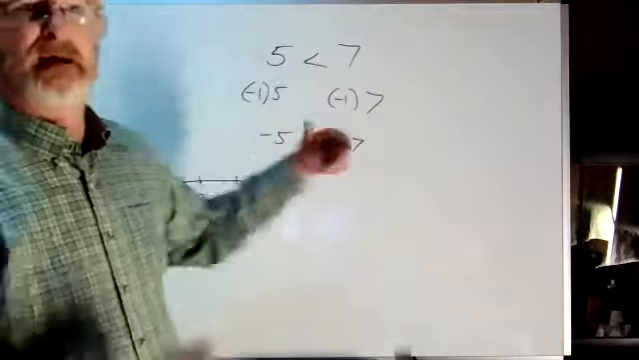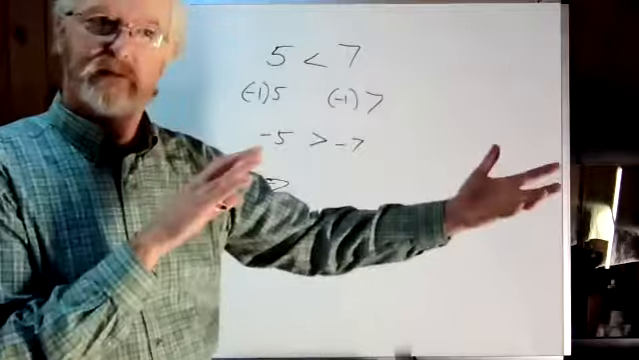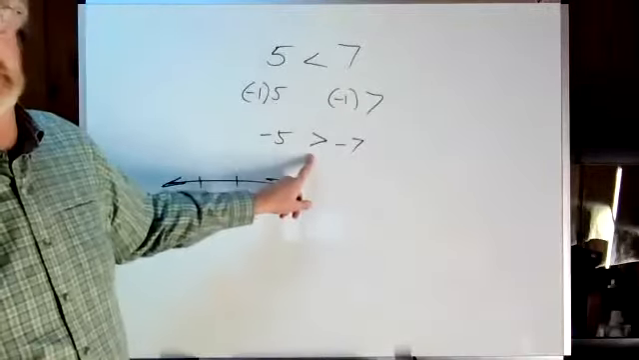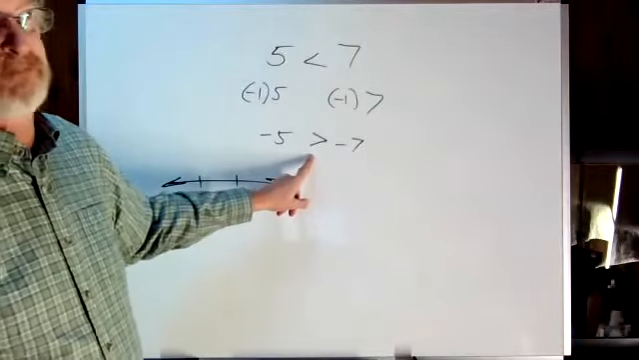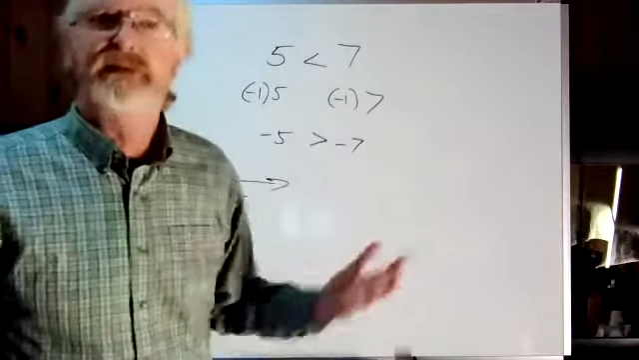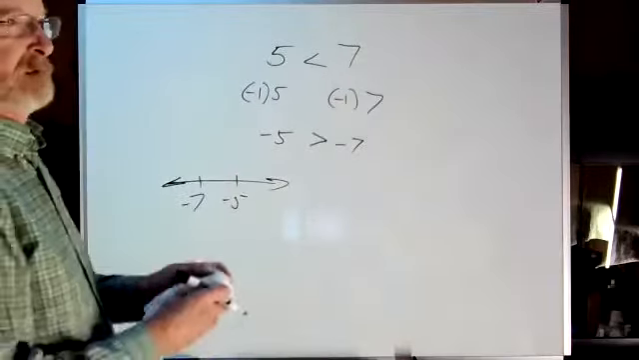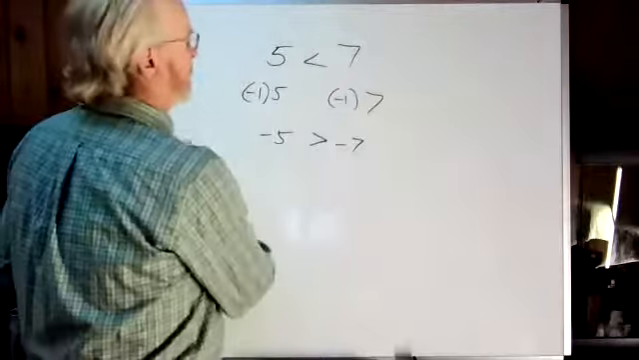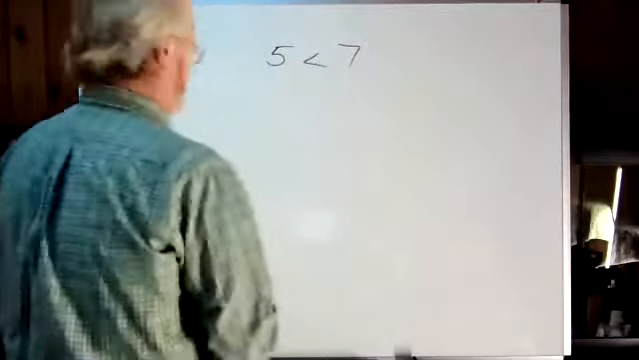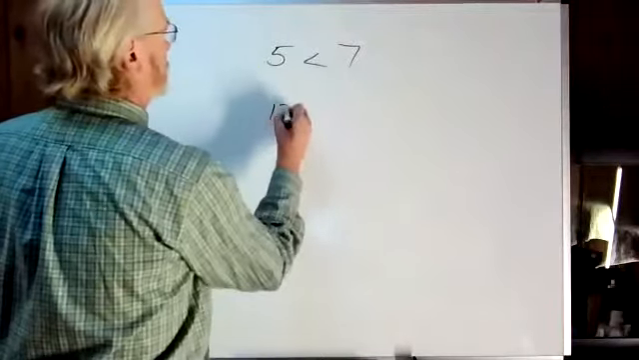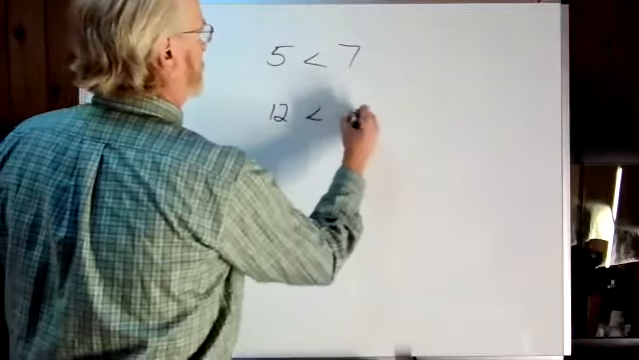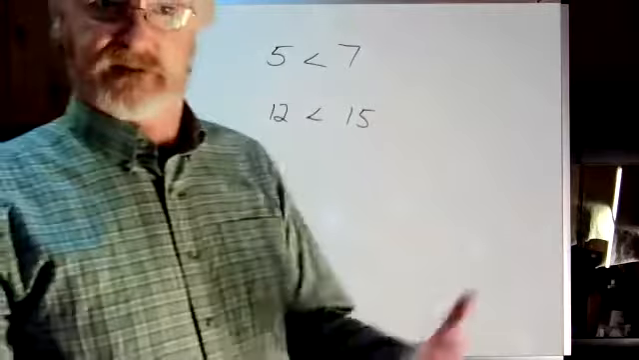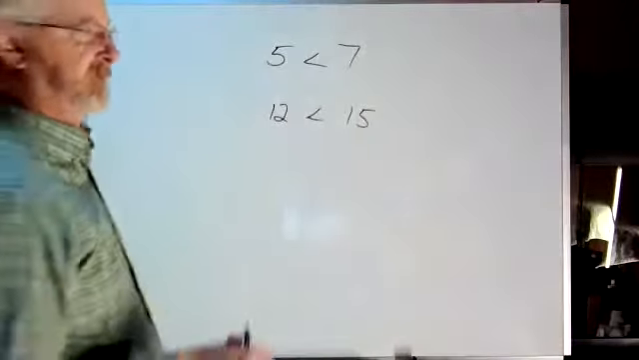Anytime I multiply an inequality statement by a negative on both sides, I have to change the direction of the relationship. That's the big deal. That's different than what we usually do with equations. That and similarly dividing by a negative, right? If I divide both sides by a negative, the same thing happens. It's like multiplying by a fraction, right?